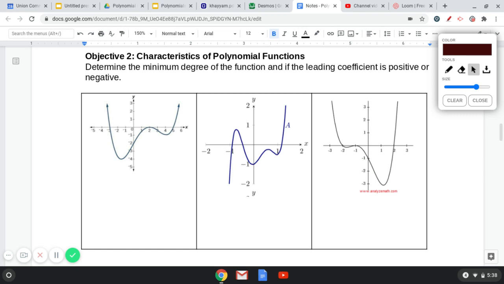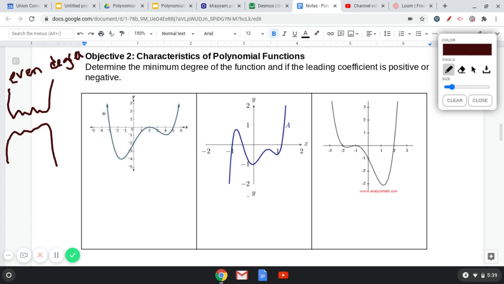Characteristics of polynomial functions. So this is actually where we're going to talk about what I just talked about. Determine the minimum degree of the function, and if the leading coefficient is positive or negative. To do this, we're going to look at end behavior. Because like I said, if it's an even degree, it's either going to look like this or like this. Whatever that middle part is doing is irrelevant. Even degree will always look like this or this. Sometimes it's smooth if it's just a quadratic, sometimes it's bumpier.